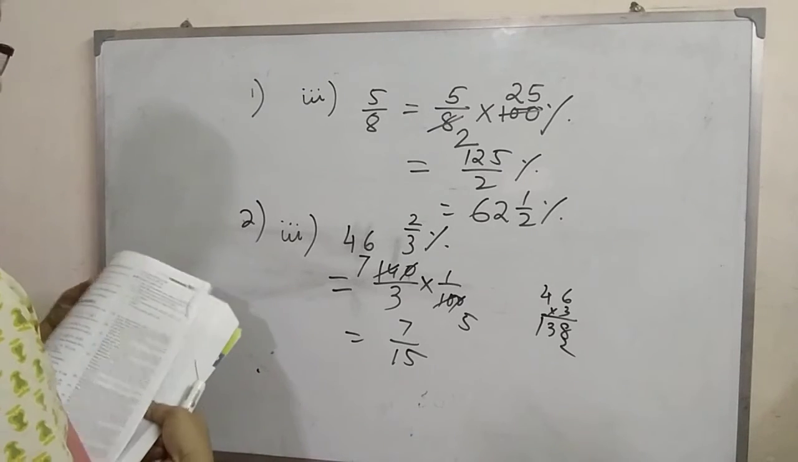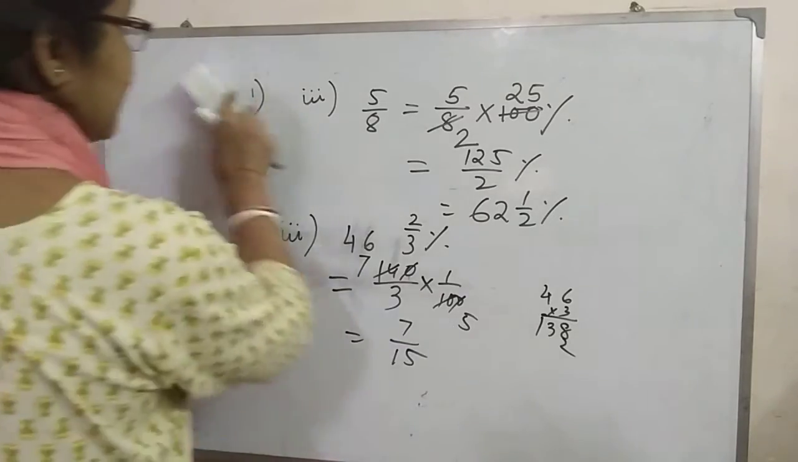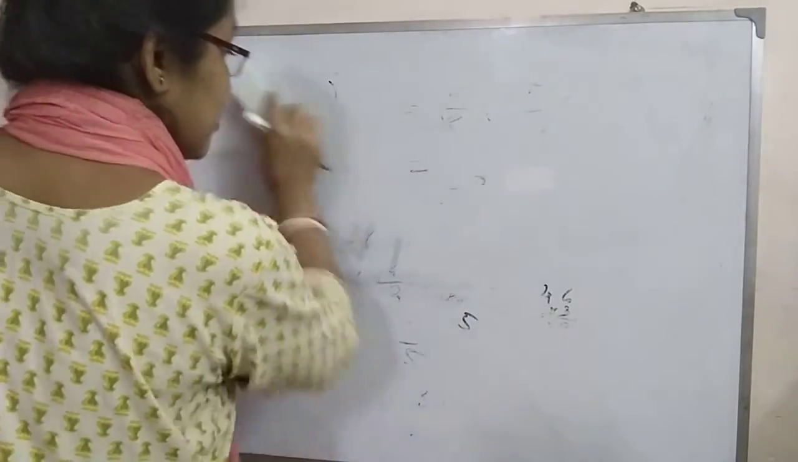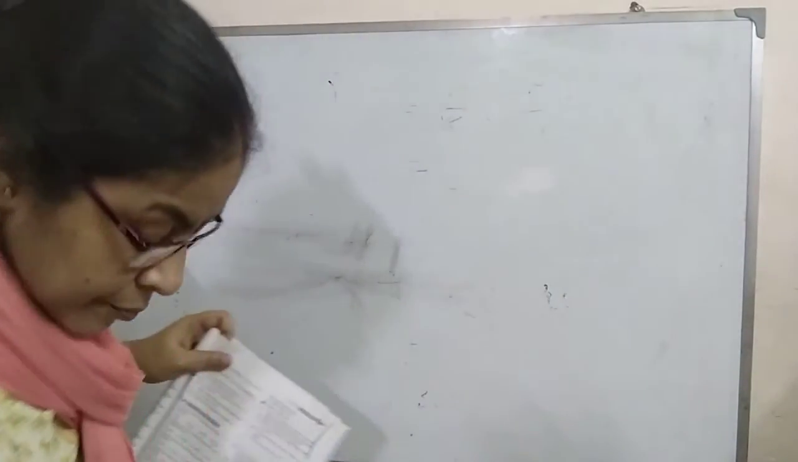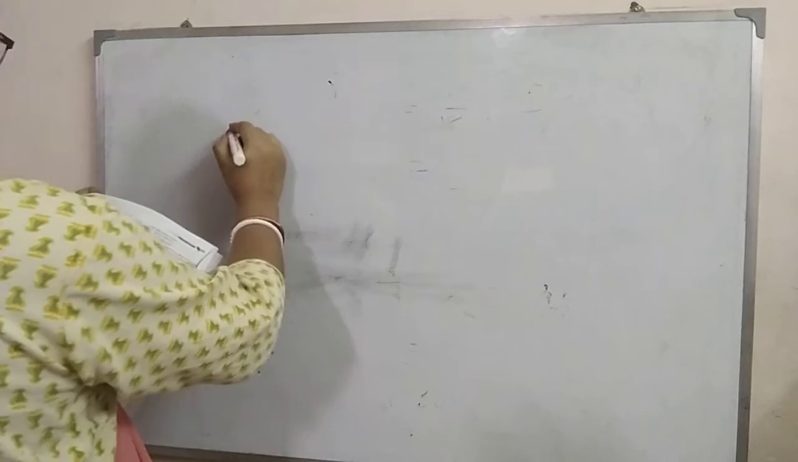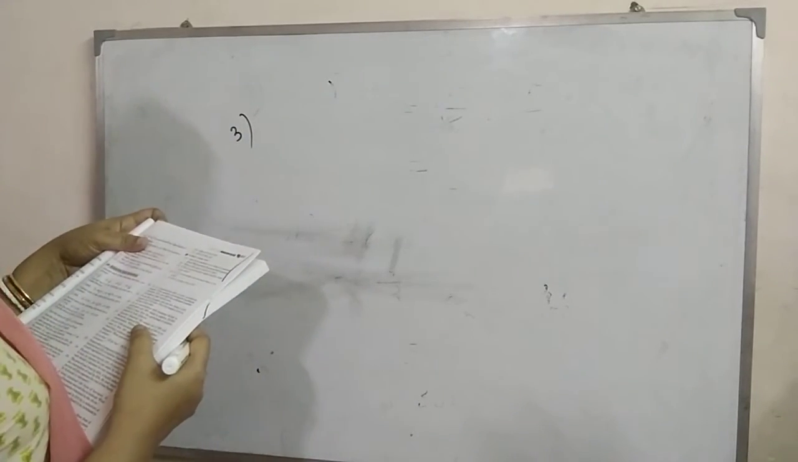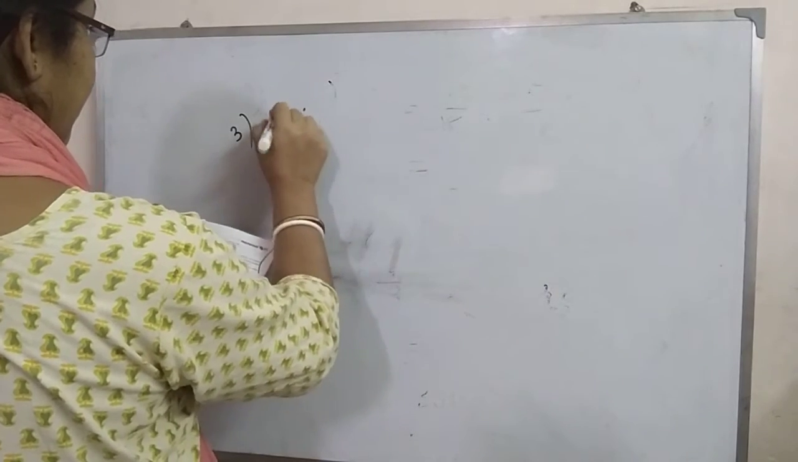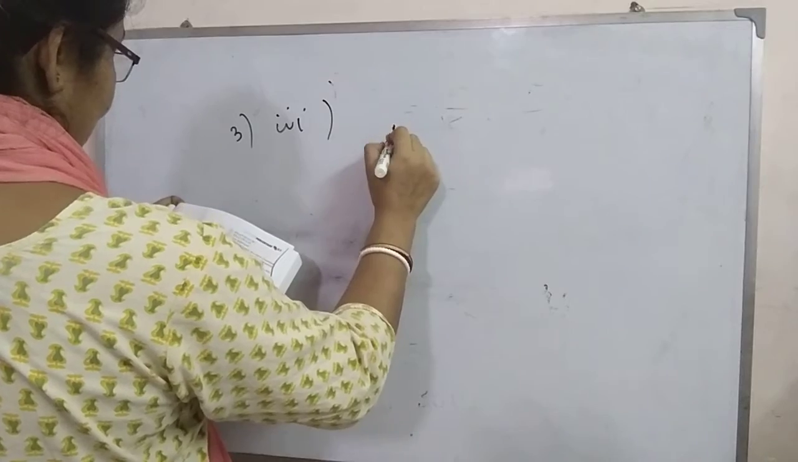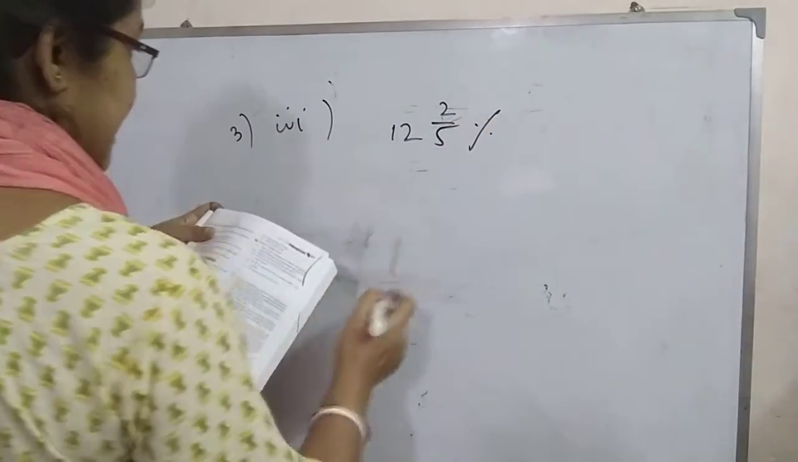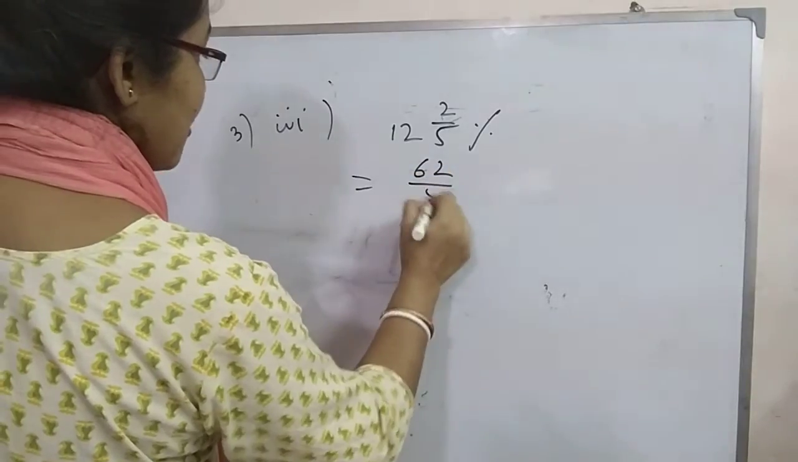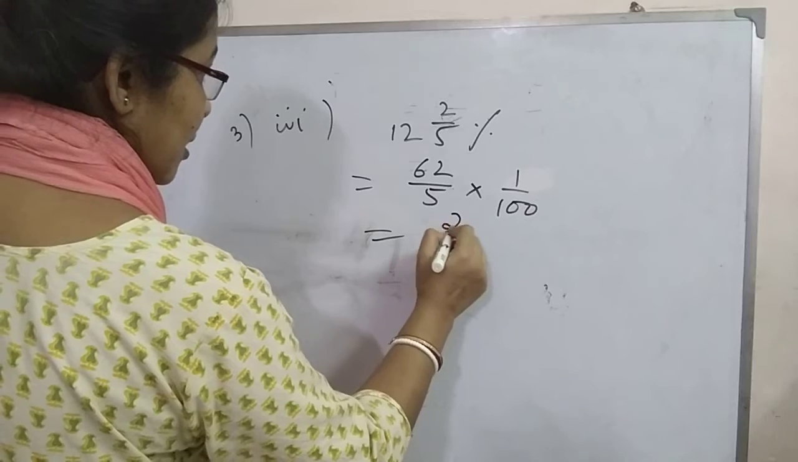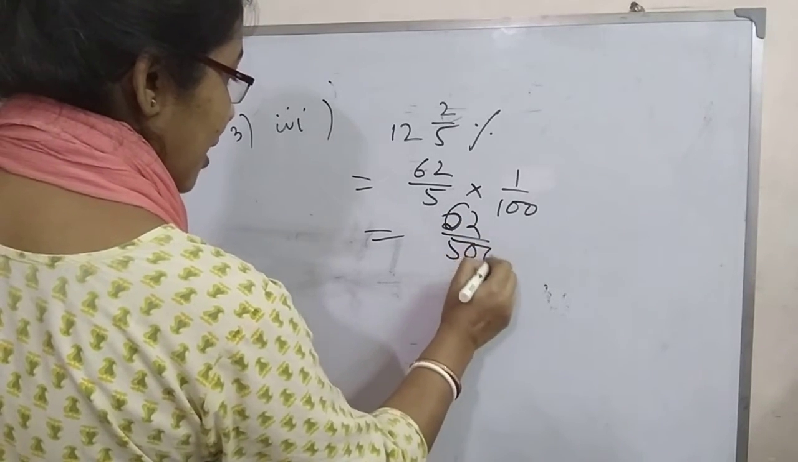And I am going to next sum. Sum number 3. Convert this percentage into decimal. 3. 12 2 by 5%. That is equal to 62 by 5 into 1 by 100. That is equal to 62 by 500.